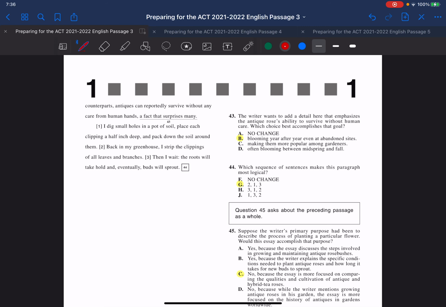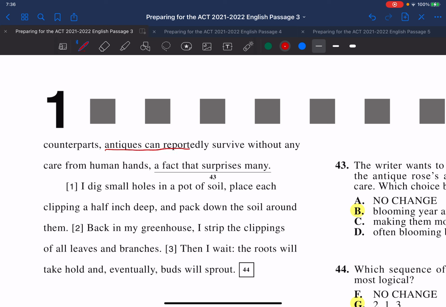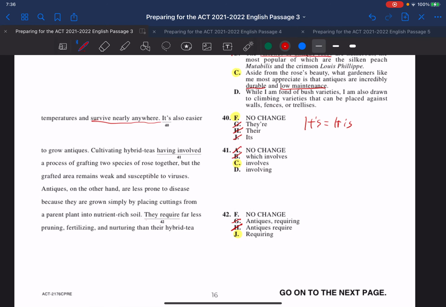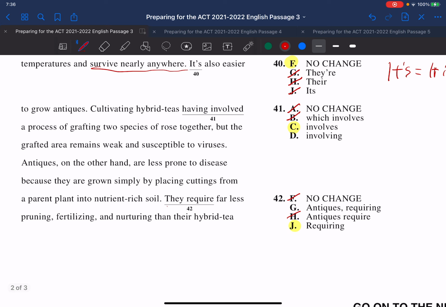Counterparts, antiques can reportedly survive without any care from human hands. So this right here, antiques can reportedly survive. That's the key, that's the main noun, that's the main verb. So actually, going back to the previous part, I was actually incorrect in getting rid of letter G. We don't want this to be the main verb. We want this to be a helping verb. So, is it letter G or letter J? Well, it's not letter G because we're still talking about antiques. So, this is why it's letter J. Requiring far less pruning, fertilizing, and nurturing.